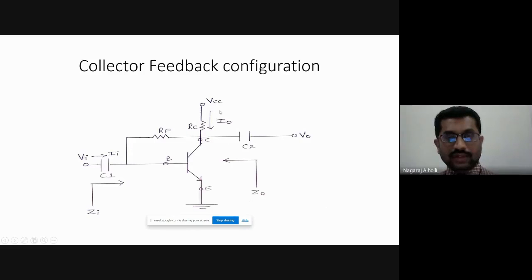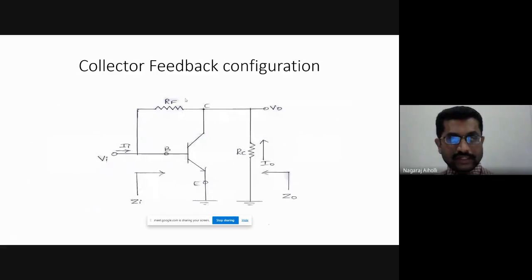As we make this VCC 0, it is nothing but as good as connecting this terminal to ground. VCC equal to 0 means we are connecting this terminal to ground. That is how we are getting the AC equivalent circuit here. This is the AC equivalent circuit. As we are seeing here, the C1 capacitor is shorted at the input side and C2 is also shorted at the output side.